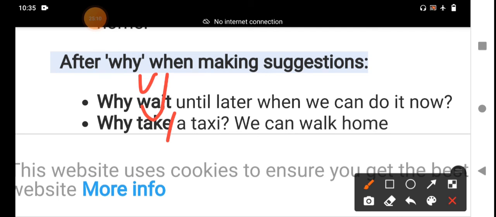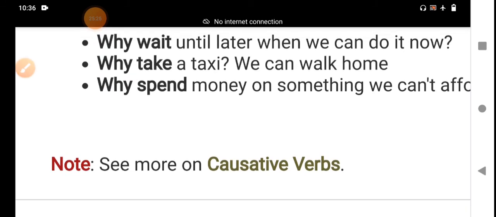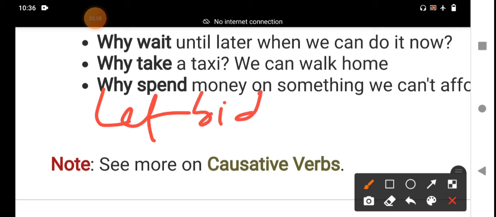I will tell you some more examples. Please note down. Let him sit here, bare infinitive. Some more words I have to write down here. The verb let: let him sit here. Next, bid: I bade him go. Bid, bade, bidden. I bade him go. And make: she made me cry.